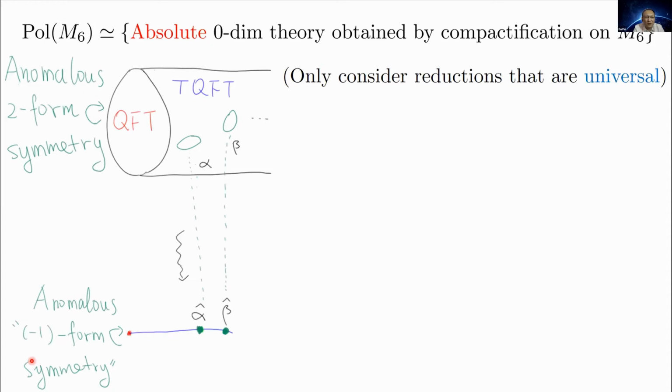So this is a cartoon of a naive dimensional reduction on a 6-manifold. In 6D, the boundary theory has a 2-form symmetry. But this 2-form symmetry has an anomaly, and that anomaly is captured by the 7-dimensional topological theory. After compactification, when we have a 0-dimensional theory on the boundary, we will now have an anomalous (-1)-form symmetry. And there will be a 1-dimensional TQFT that describes this anomaly.